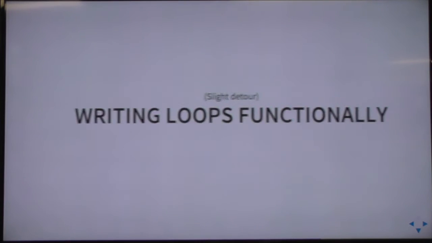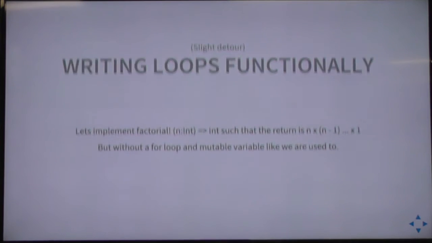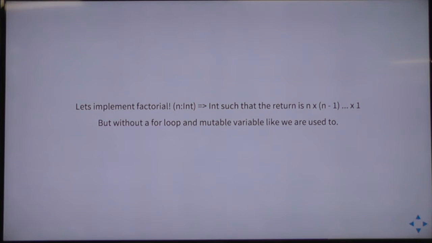Cool, but we're gonna make a slight detour because we need to be able to write code without loops now, because the traditional way to do a loop is to make a mutable variable and then loop over whatever you've got and then mutate that variable. We can't do that anymore. So we're gonna make a slight detour and talk about how we'd write loops in a purely functional way first. We're gonna go through an exercise of implementing factorial, where it takes a number and returns an int such that the return value is n times n minus 1 all the way down to 1. And we're gonna do that without a for loop or mutable variables like we used to.